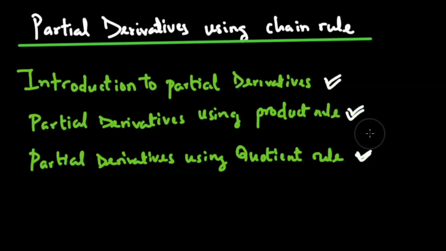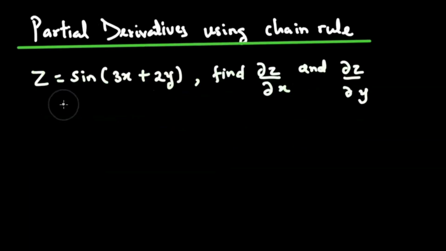All right, without wasting much time, let's go into chain rule. Okay, we have a question here. If z equals sine(3x plus 2y), find partial z, partial x, or differentiate the function partially with respect to x, and differentiate the function partially with respect to y. When we're pronouncing this, we could pronounce it as partial z, partial x, or del z, del x.